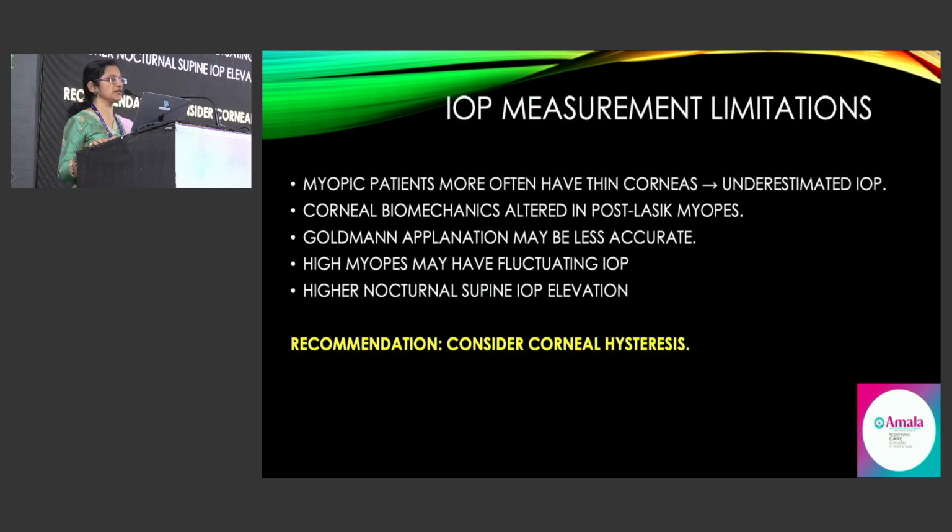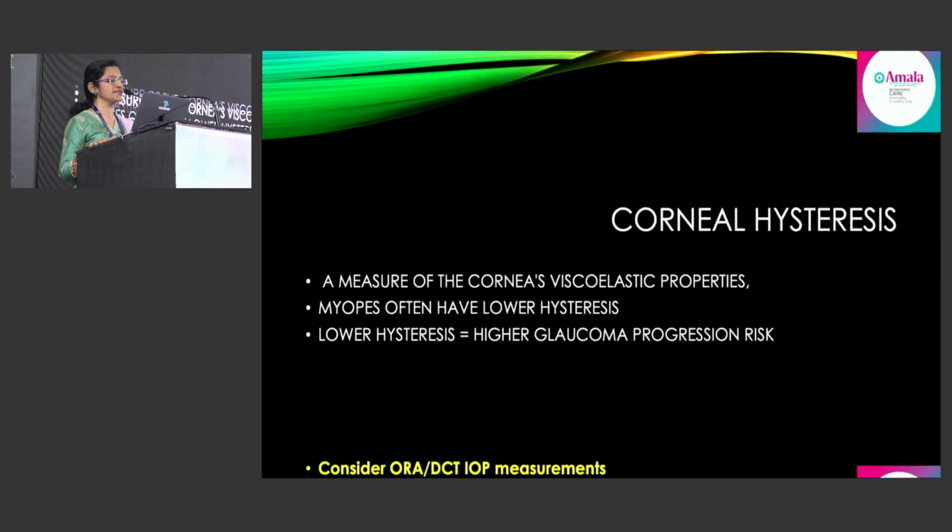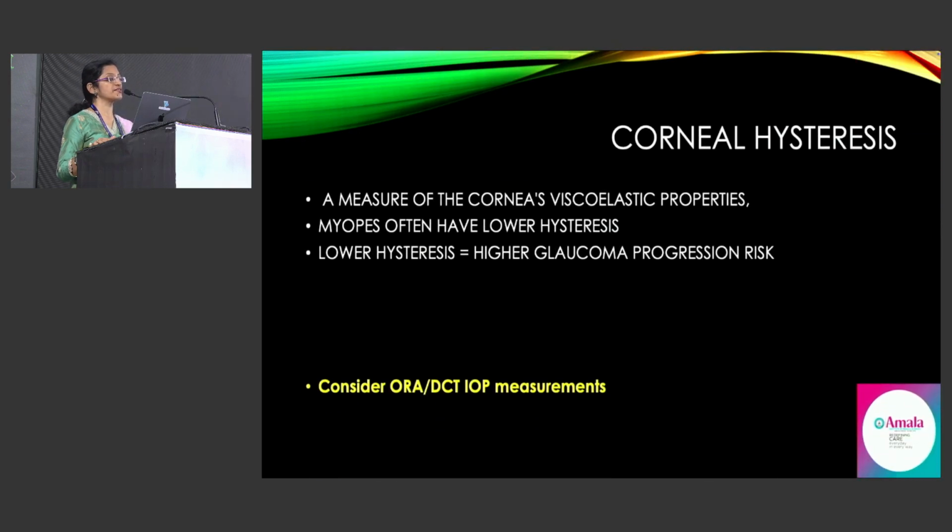The better thing would be to consider the corneal hysteresis in these patients. It is a measure of the cornea's viscoelastic property, and myopes usually have lower corneal hysteresis. With lower hysteresis there is an increased risk of glaucoma in those patients. So better would be either dynamic contour tonometry or an ocular response analyzer, which is independent of the corneal viscoelastic property.